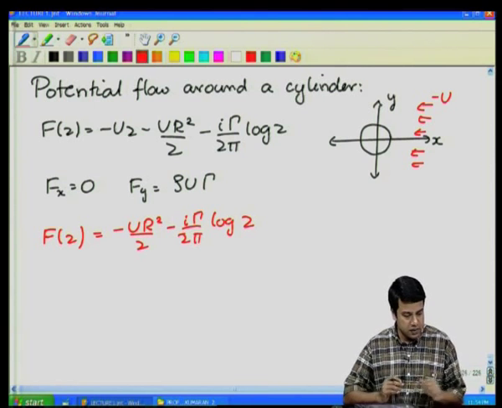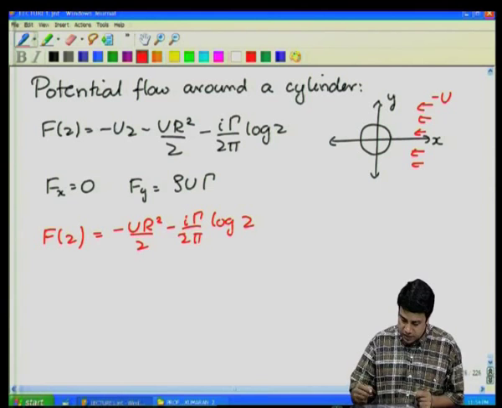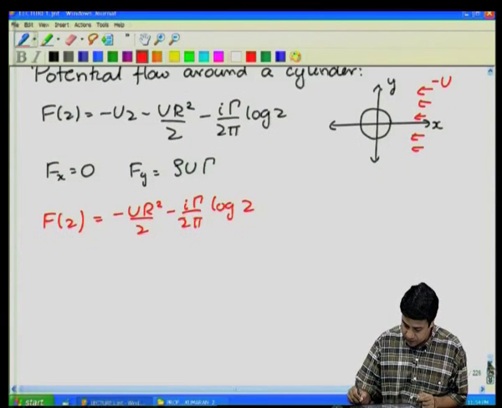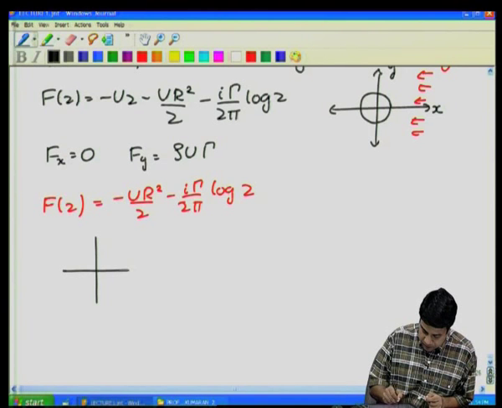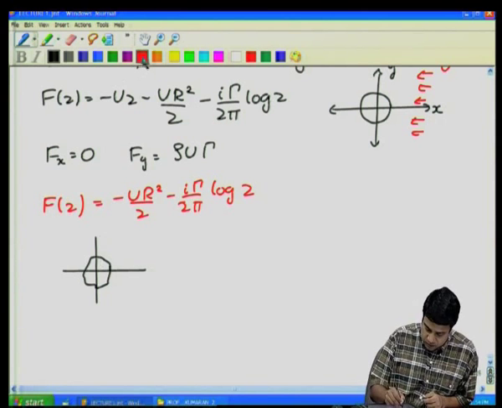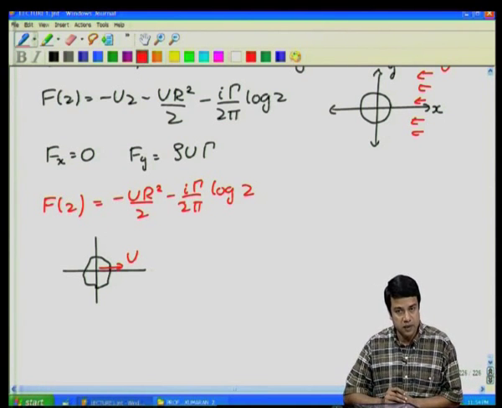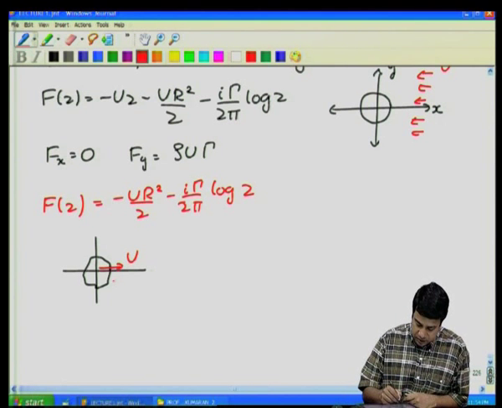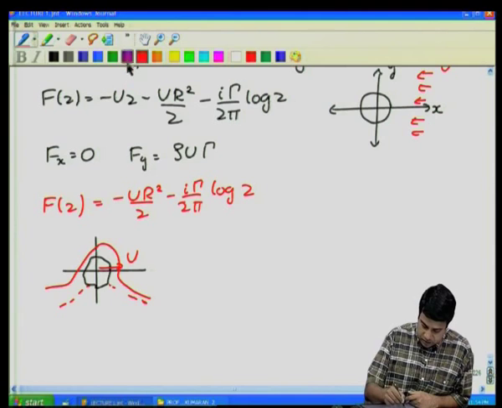But let us not work it out for this specific case, let us work it out for a general case. So, let us just take the general case of an object, could be of any shape, a general shaped object that is moving with the velocity u in a fluid that is at rest far away. And in general there is a net circulation around this object.